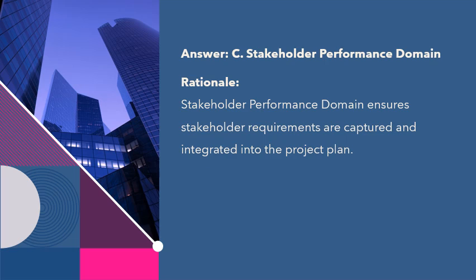So from the answers on the previous page, you'll know that not all of those are performance domains. And the answer would be C, stakeholder performance domain. The rationale is that stakeholder performance domain focuses on ensuring stakeholder requirements are captured and integrated into the project plan. And remember, a project plan is usually a living document, which means it can evolve with the project, and so can be changed when you find things that need to be corrected within that document.